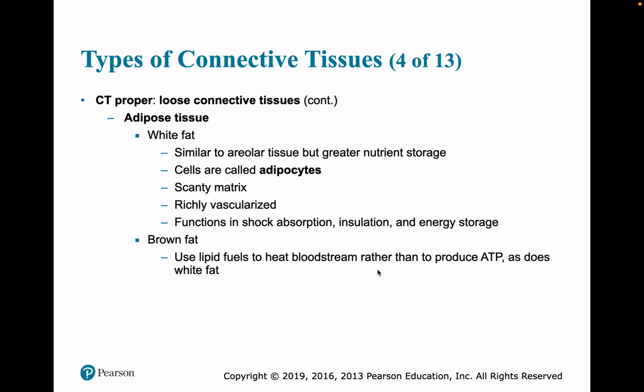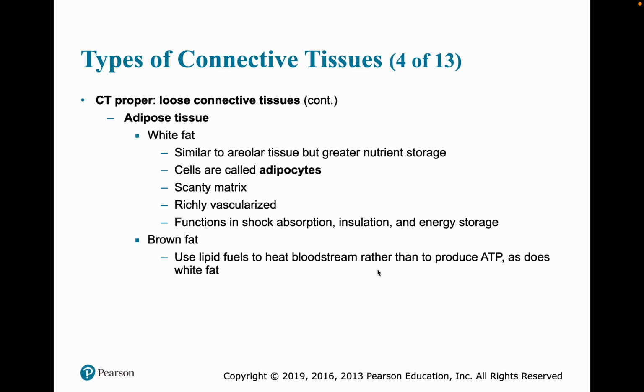Adipose is fat tissue. Fat tissue can be divided into white fat or brown fat. White fat is similar to areolar tissue but has more nutrients being stored there. The cells are called adipocytes. There's a scanty matrix. It's very richly vascularized. It's also involved in shock absorption, insulation, and, because of the nutrient storage, energy storage.